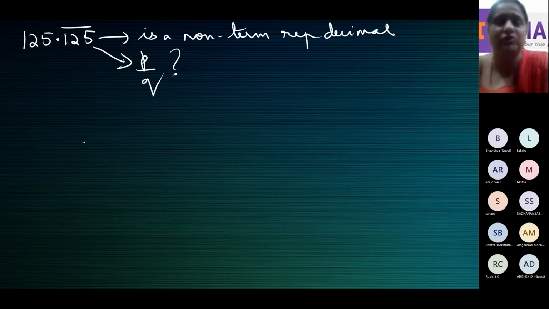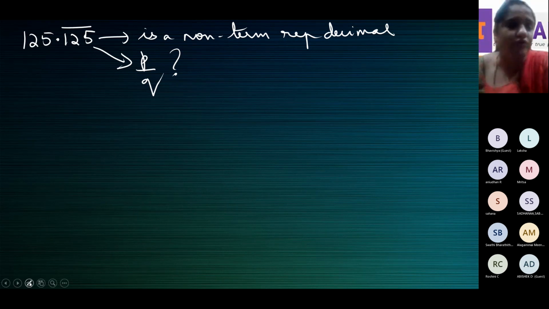This also has a P by Q form. Because it's a non-terminating repeating decimal, it has a P by Q form. How to find its P by Q form? That's what we were discussing.